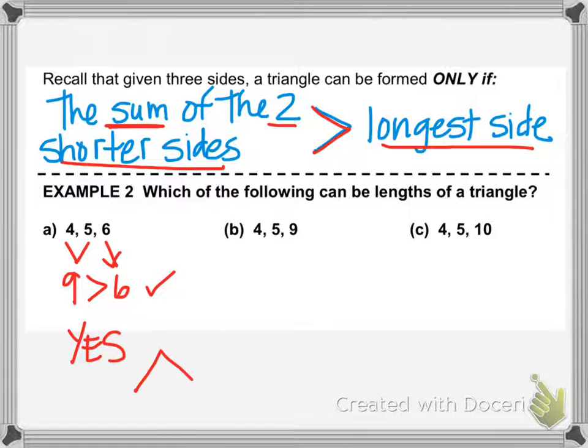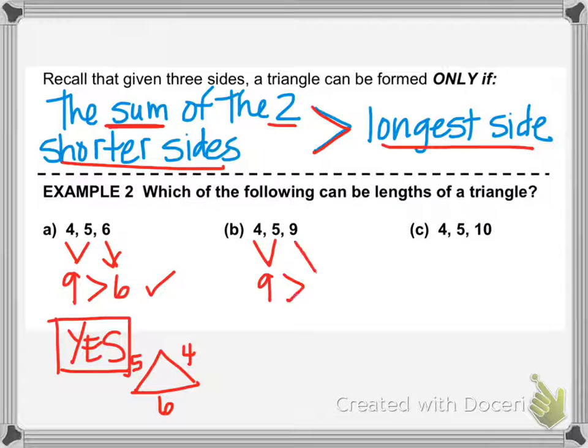So I might have a triangle that looks something like that, 4, 5, and 6. Of course, it's not drawn to scale. All right. B, again, take the two shorter sides. 4 plus 5 is 9. Is 9 greater than the third side of 9? No, it's not greater. So this combination of side lengths will not create a triangle.